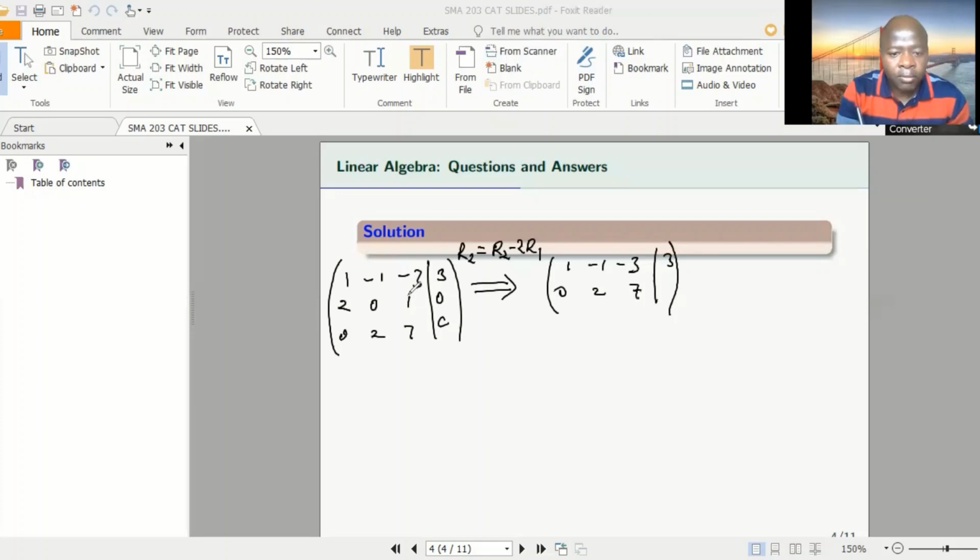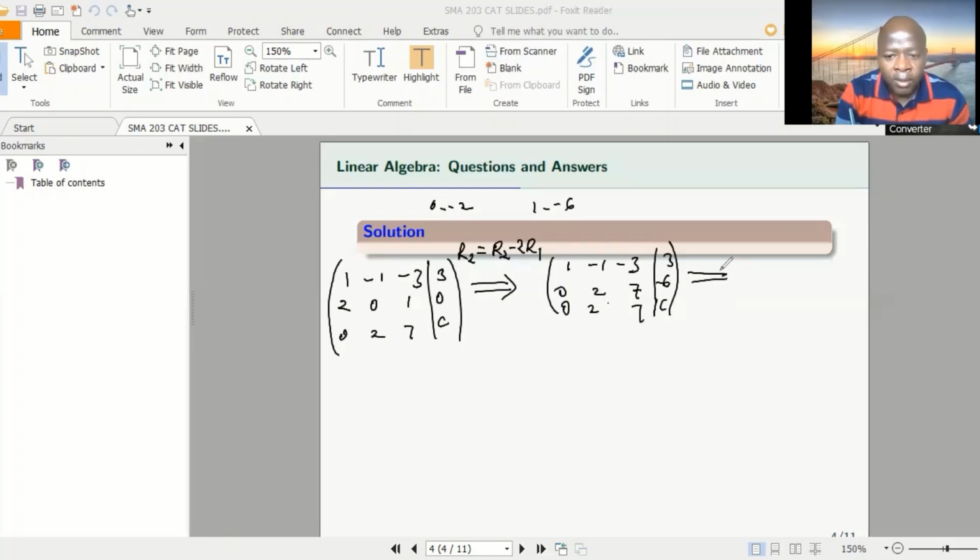Yeah, because it will be 1 minus 6, which is 7. And this would be 0 minus 2. Now, this times 2 will be 6, from this will be negative 6. Now, the second equation, the third one remains where it is.